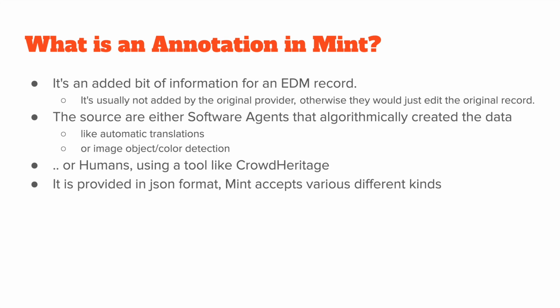The information is then encoded in JSON format. Mint accepts various kinds of JSON formats. Either you can give it a simple JSON text file, or if the file becomes big, it makes sense to zip the JSON file, or sometimes if your machine produces many different JSON files, you can provide them in a tarball.